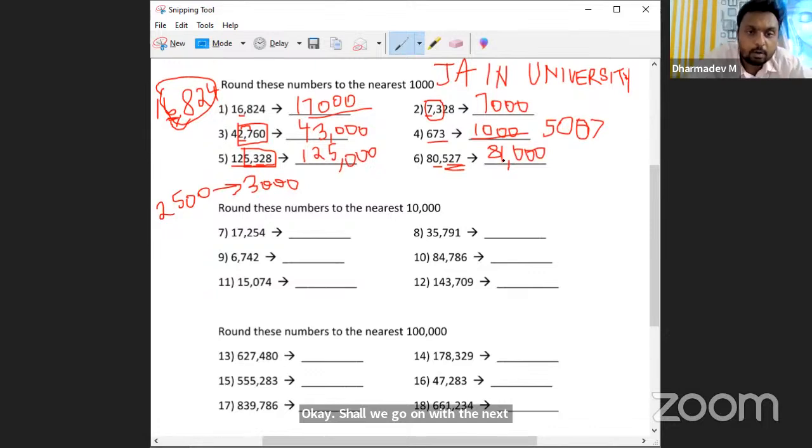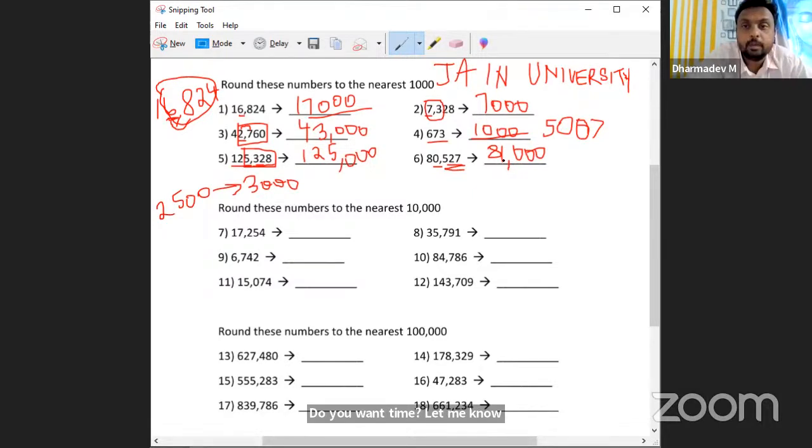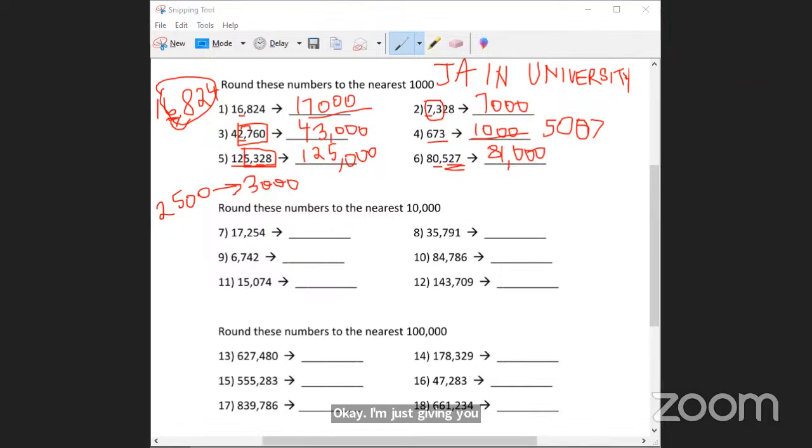Okay. Shall we go on with the next with 10,000s? Anybody solving with the round off of these 10,000s? Do you want time? Let me know. Okay, I'm just giving you 3 minutes of time to solve with round off of thousands.